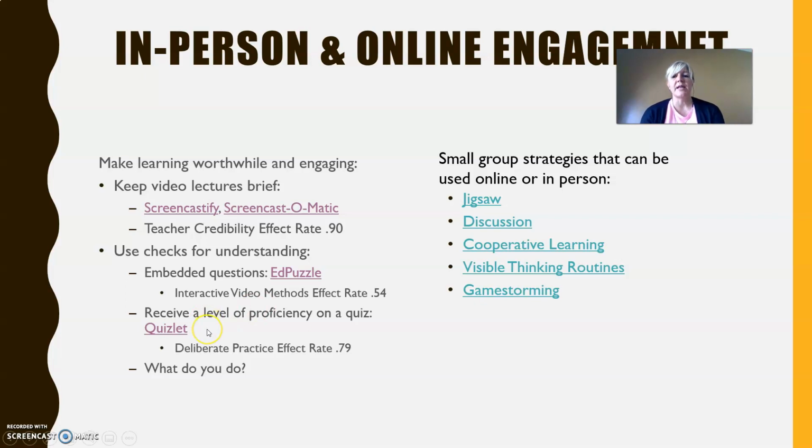And then the last one is to help your students get their base of knowledge. And this is to help them learn the vocabulary and the ideas that they need to move on to higher level thinking. It has a 0.79 rate when they have deliberate practice, and that's what Quizlet does, is it lets them practice something over and over and over again until they know it and they have it.